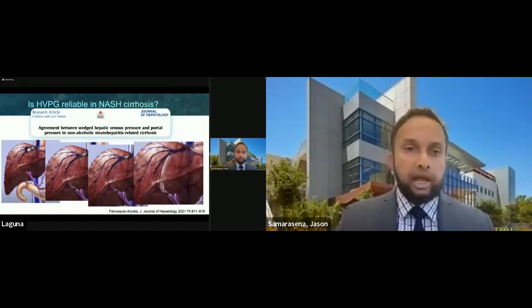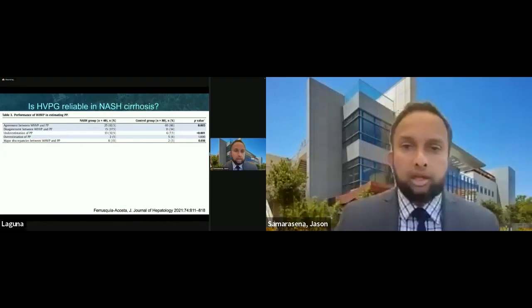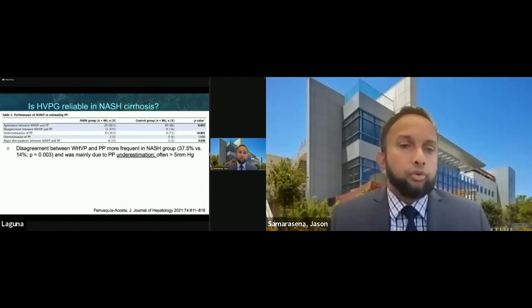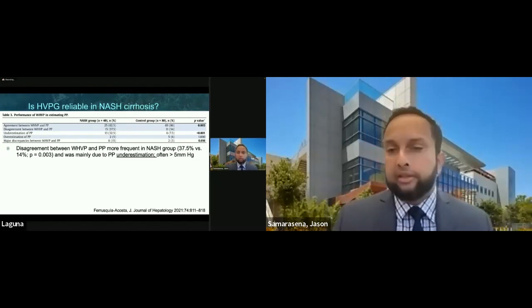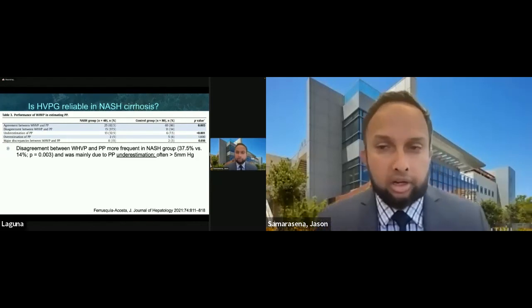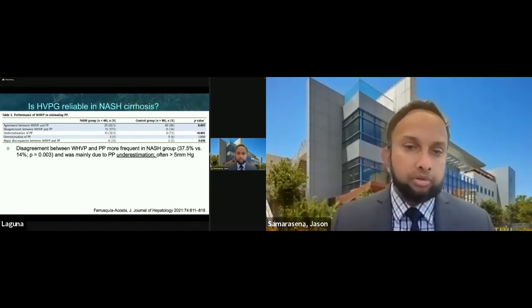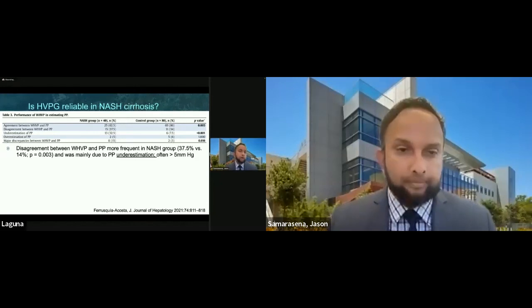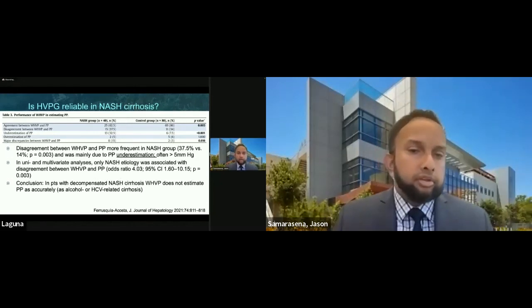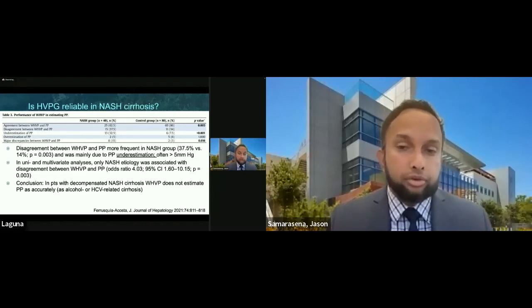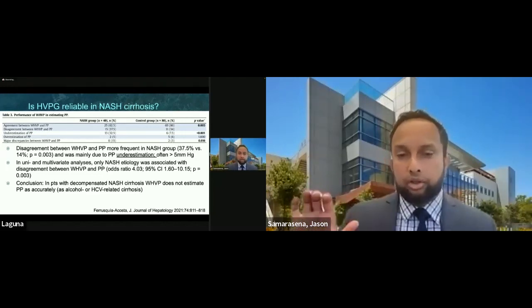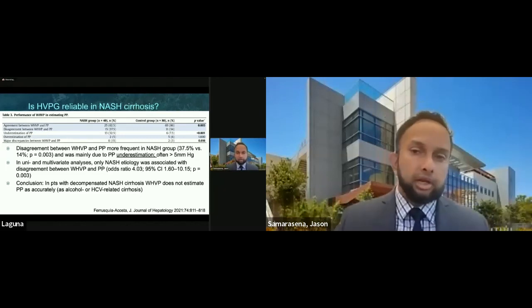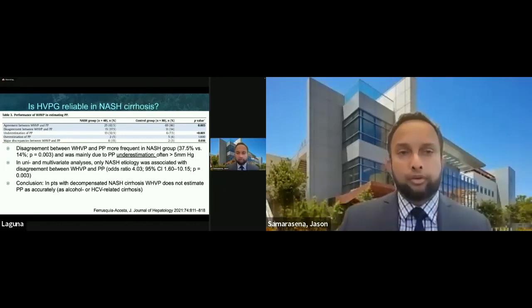And so what they found was in the NASH group, there was actually disagreement between the wedged hepatic venous pressure and the portal pressure more frequently than in the control group. 37.5% discrepancy versus 14% discrepancy, and this was mainly due to an underestimation. So this study concluded that in patients with decompensated NASH cirrhosis, wedged hepatic venous pressure maybe does not estimate the portal venous pressure as accurately as in alcohol and HCV-related cirrhosis. And this could be an important factor to consider in the future.